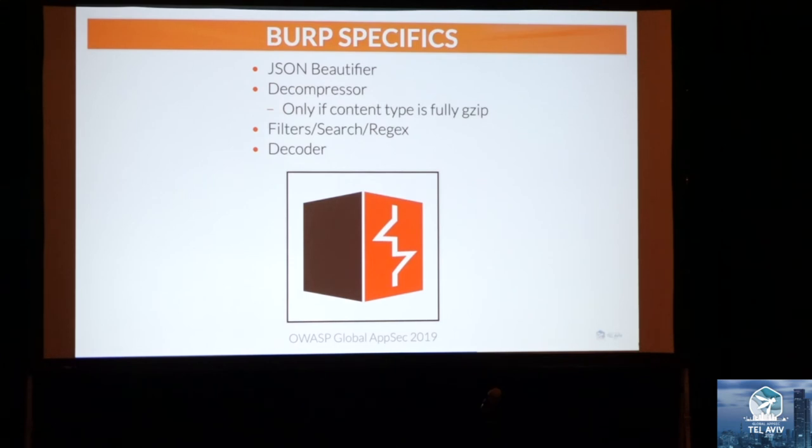Specifically with Burp, using the JSON Beautifier plugin is always nice. Decompressor: a lot of the analytics will compress the payloads using gzip or just zip, so Decompressor makes things a little bit easier. And of course, filter, search, regex, using decoders.